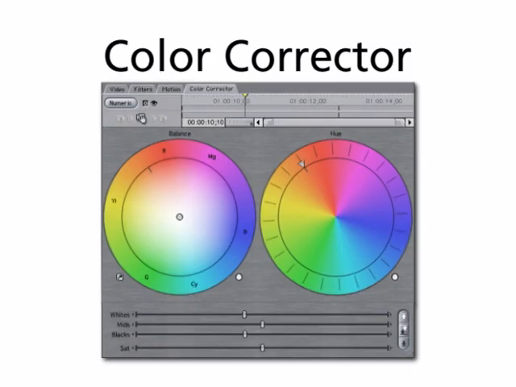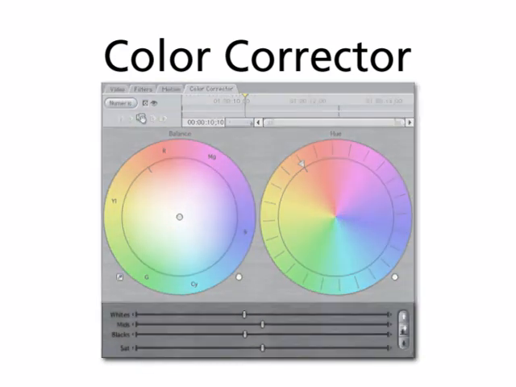Final Cut Express's color corrector is really a filter with a pretty face and is divided into two halves. The top half is where you adjust the color balance and hue of your image. The bottom half is where you adjust the brightness and saturation of your image.